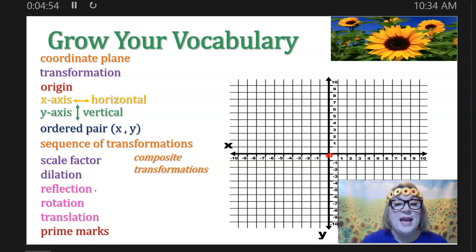We're going to use the X or Y axis for most of our reflections. However, I am going to show you one example of a line that's not the axis line in this lesson that we can reflect a figure over. And then a translation is a slide. So that's when we slide a figure left, right, up, or down. And then prime marks are how we indicate which transformation occurred first, second, third. It's a way for us to tell in which order they occurred, which came first and which came second.